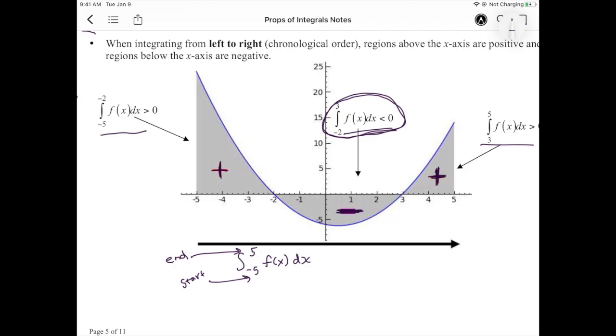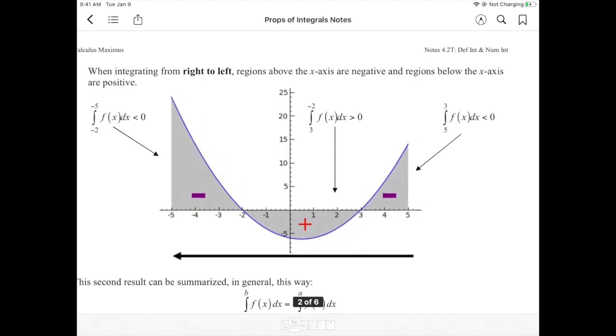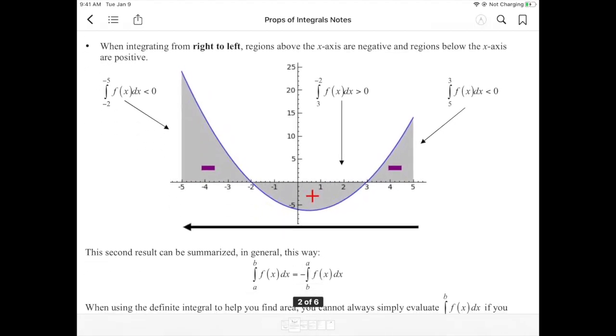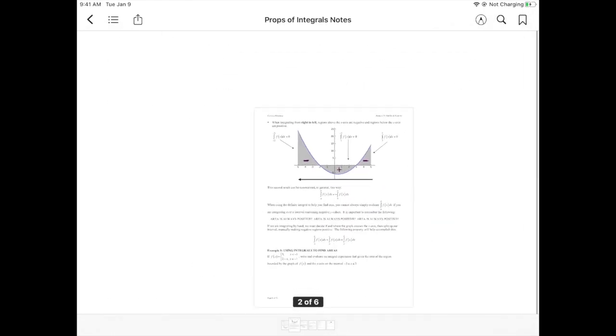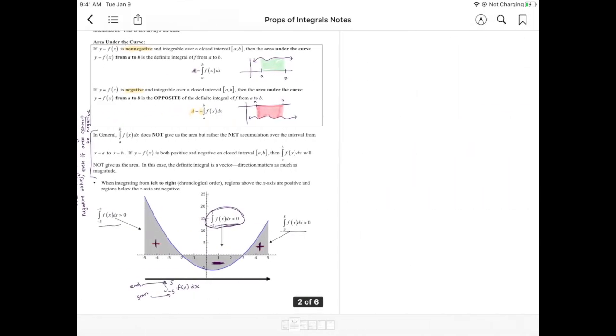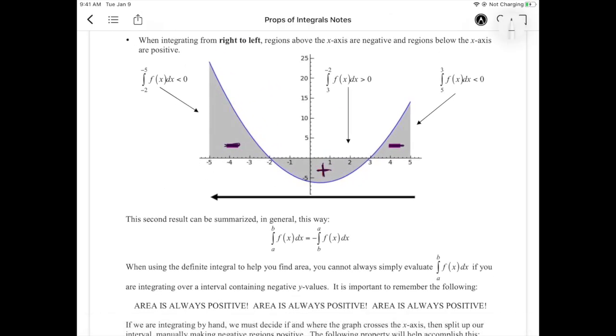Cool. The graph on the next page looks super similar, but you might notice, hey, what the heck, why are they calling this negative and this negative, and then what's down here positive? What? I thought we just learned the opposite thing over here, right? That's the opposite. So basically what is different is this integral is going from right to left.